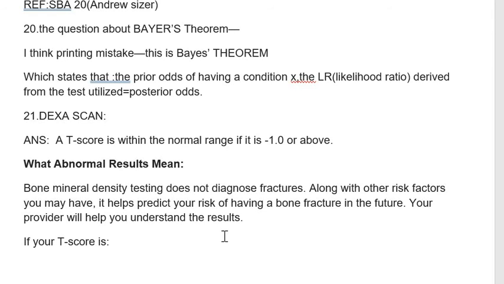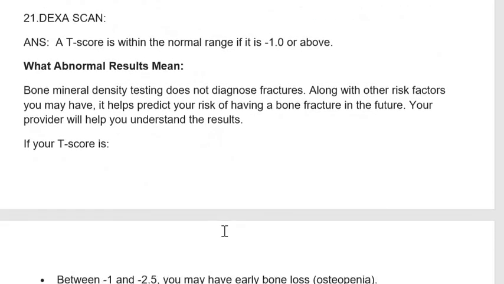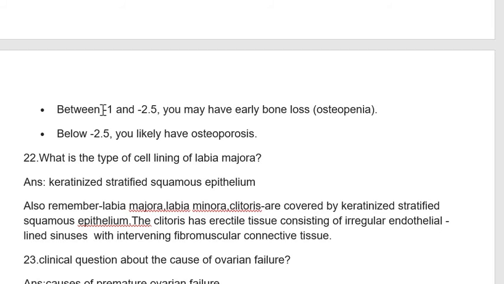So what is the risk of having fractures in the future? If a T-score is between -1 and -2.5, it means the patient has early bone loss, and we call it osteopenia, which is a reversible condition. If it is below -2.5, then we diagnose it as osteoporosis. The treatment is going to be different. We will talk about the treatment of osteoporosis when we cover pharmacology.